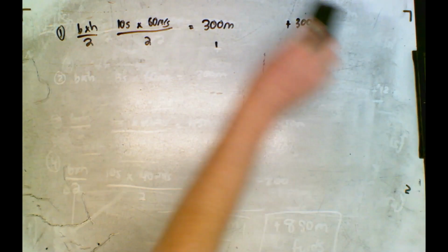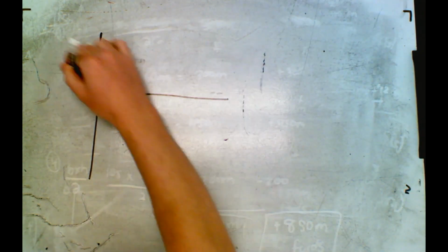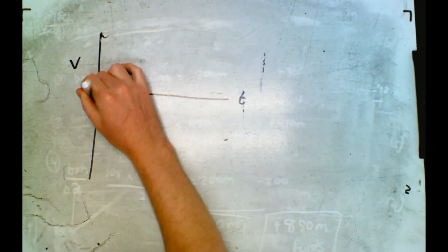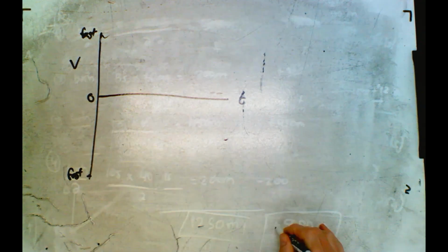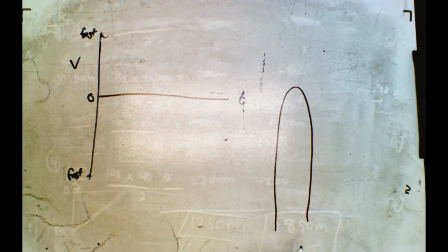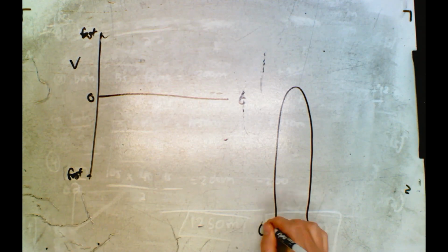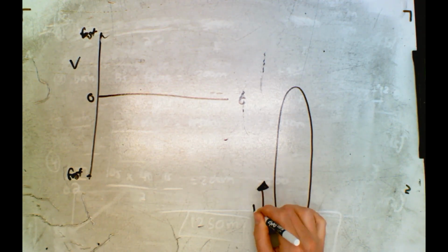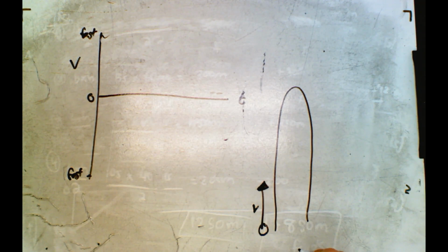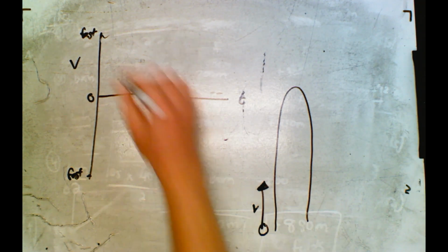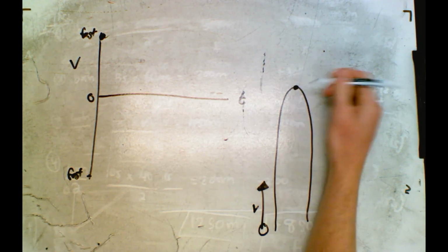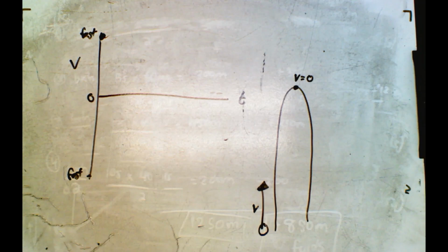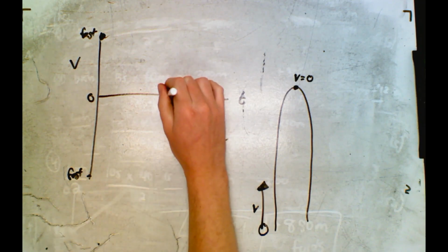So if we're doing a velocity versus time graph, this is 0, this is fast, this is fast, right? So our bullet goes up and then it goes down like that. So when it leaves the gun, it's going super fast, right? That's the fastest, and it's going up. So we're going to start up here. That's where we want to start. And then here, at its highest point, its speed is 0. So we want to go here.